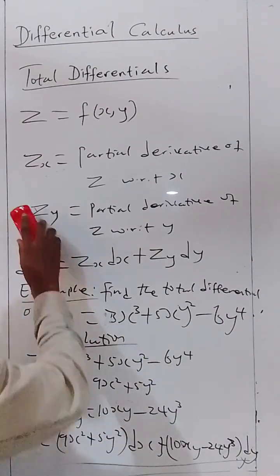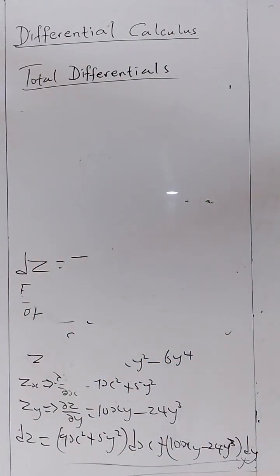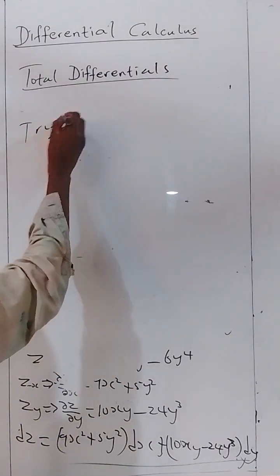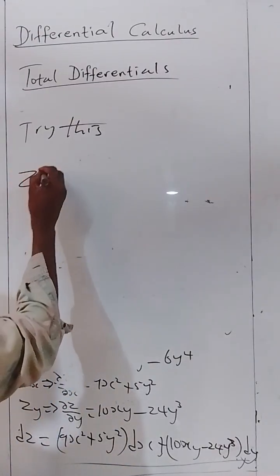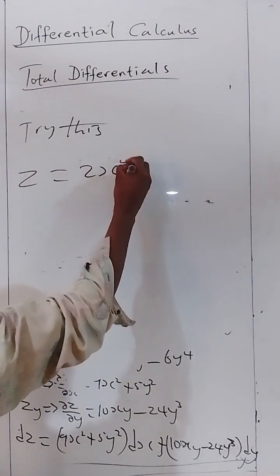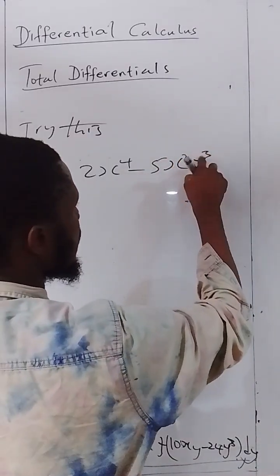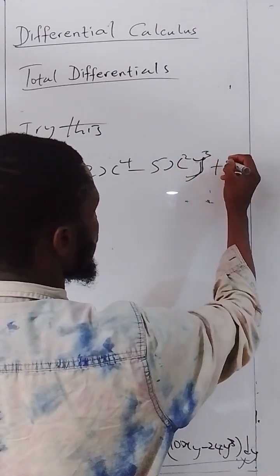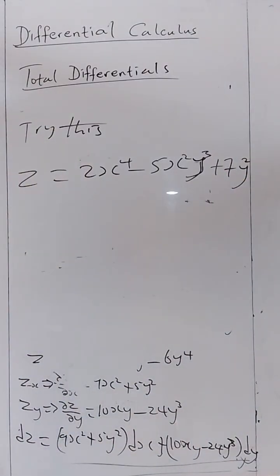Okay, so let me give you a question to also try. If you are asked to try this, you are expected to find the total differential of this function. z equals 2x raised to the power 4 minus 5x squared y raised to the power 3 plus 7y squared. So find the total differential of this function and drop your answer in the comment section.